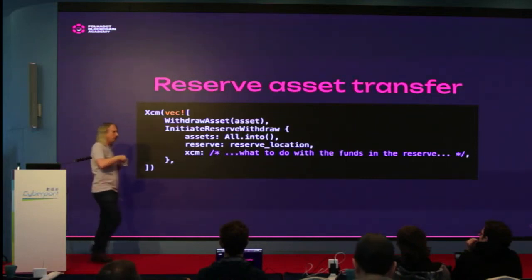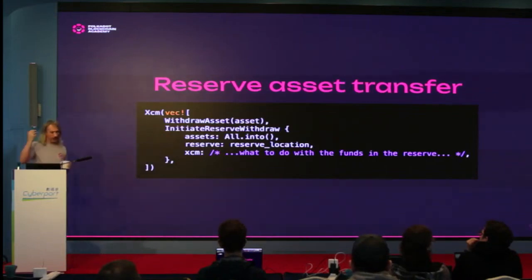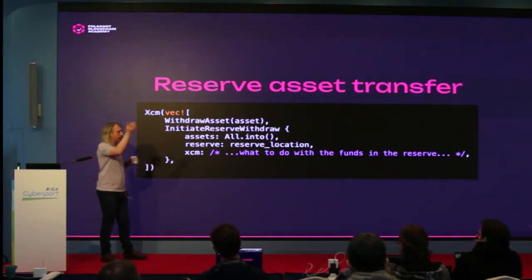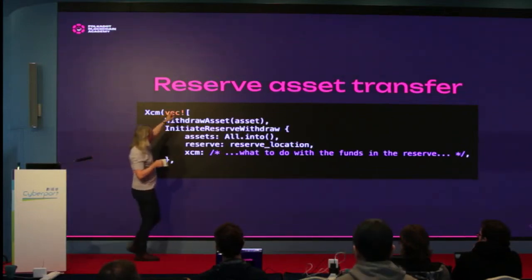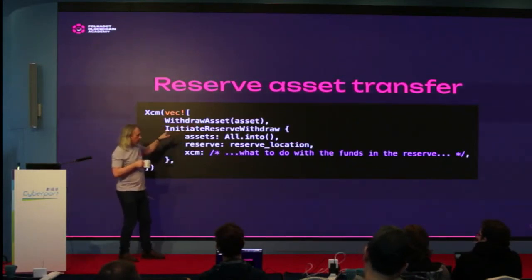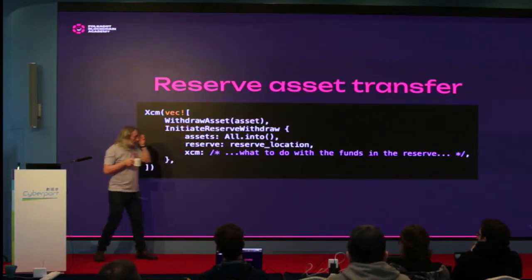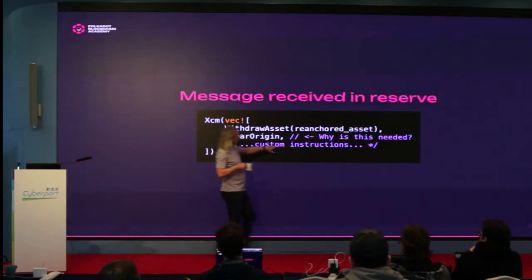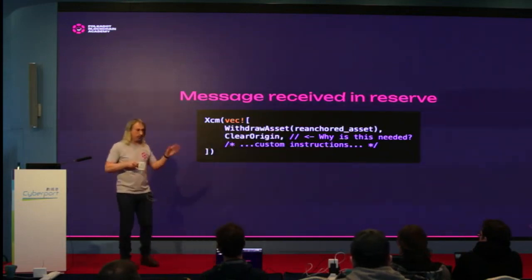So we're now dealing only with the intermediary, not with the final destination as in the previous example. Suppose we have DOTs held in reserve on, say, the relay chain, then we're sending it to the relay chain saying, withdraw some DOTs from the sender's sovereign account and then do something with them. But crucially, we have some custom instructions about what to do with the DOTs. For example, it might be stick them in my account or start staking or something like this.